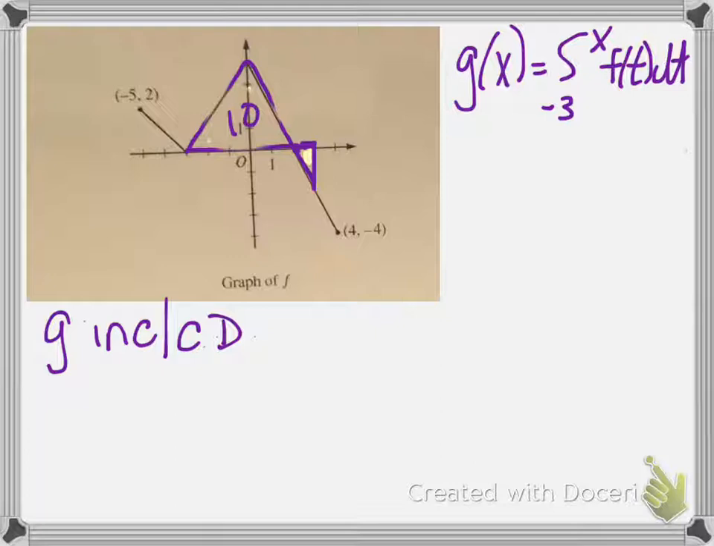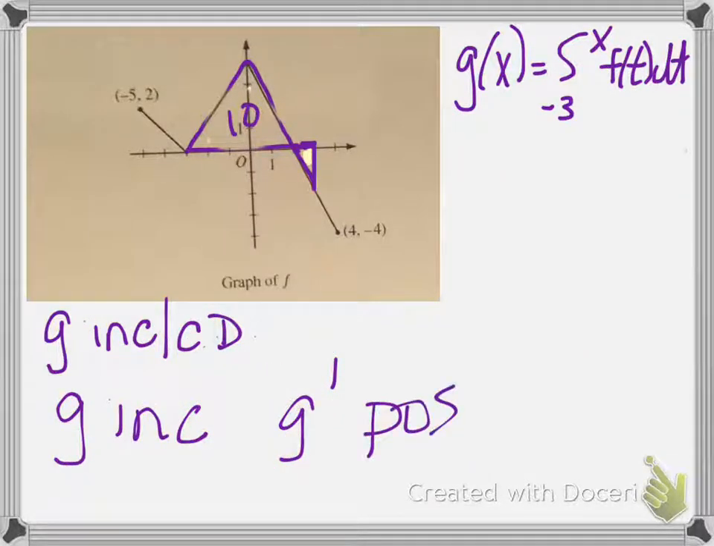For part B, you're being asked when is G increasing and when is G concave down. So we need to know when they're doing both. Let's start with G increasing. G is increasing when G prime is positive, or greater than 0. Remember, if the original function is increasing, the derivative graph will be positive. So we're interested in when G prime is positive.